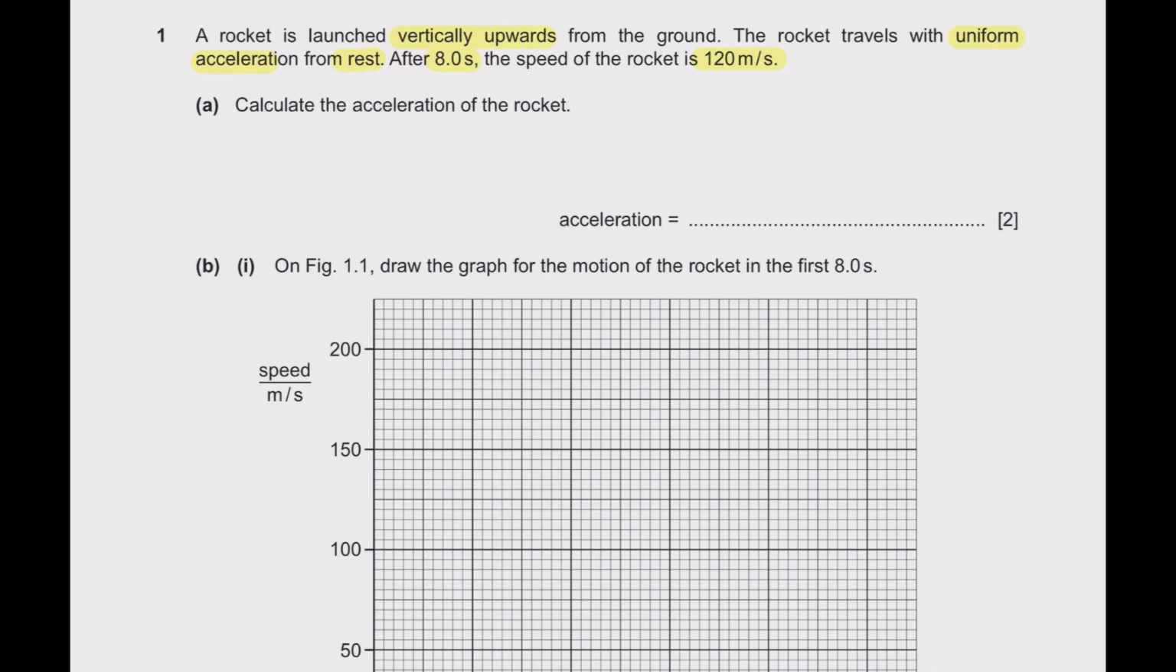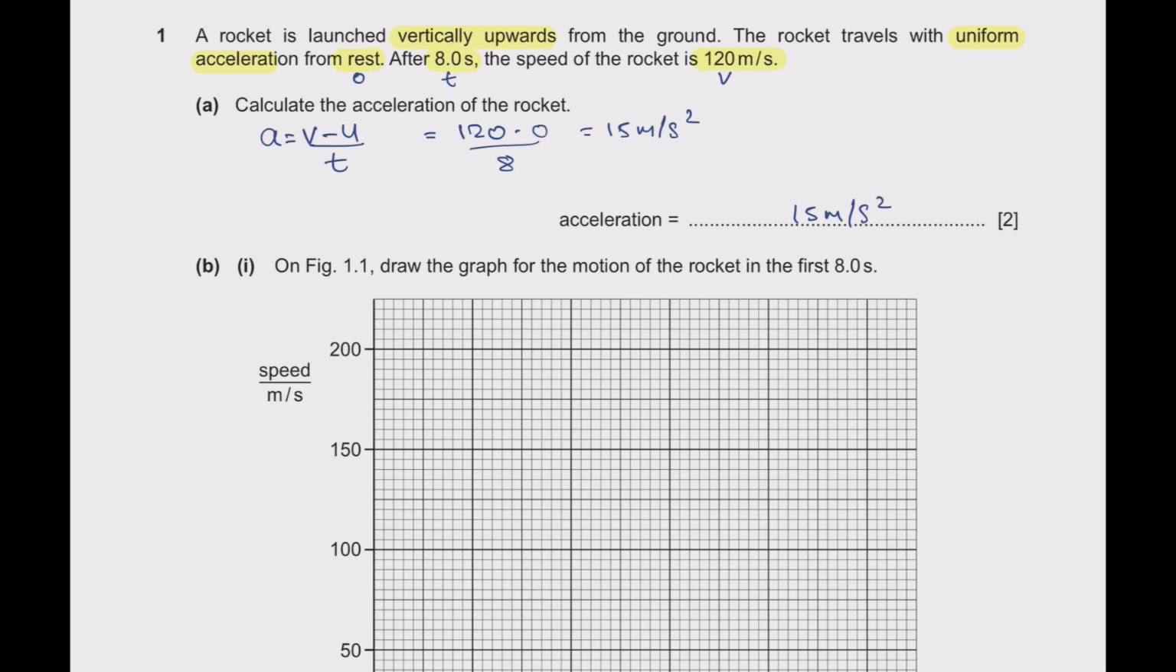Now it is asking for the acceleration, and we know that acceleration is v minus u upon t, that is final velocity, which is 120 meter per second, initial velocity, that is 0, and the time taken is given 8 seconds. So just putting up the values, 120 divided by 8, you will get 15 meter per second square. That is the unit of acceleration. Do not forget to write the unit. Okay, now the next B part.